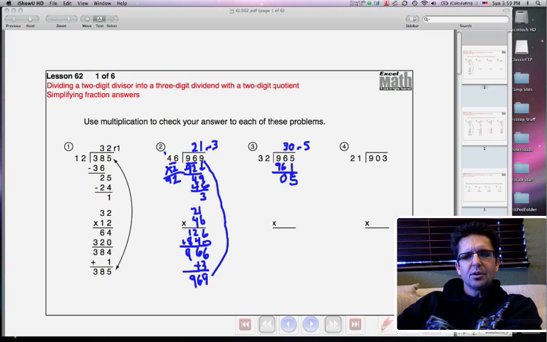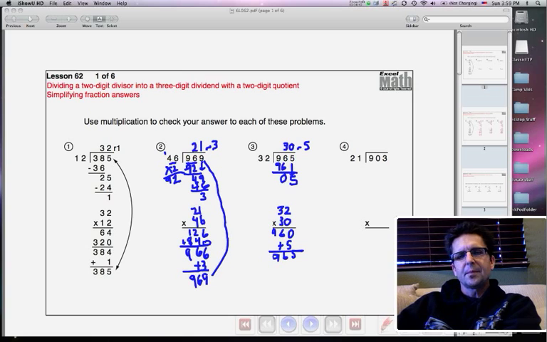And I prefer to put the 32 on the top when I do this, because that way I can just stick a 0 down for my placeholder for that 0 and do 32 times 3. 2 times 3 is 6. 3 times 3 is 9. It's 960. Add your remainder of 5. 965.